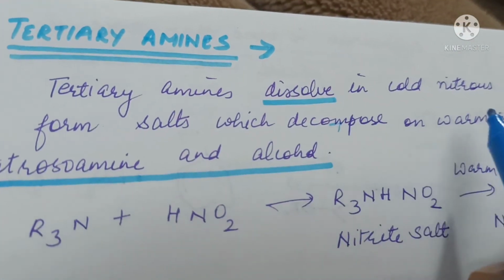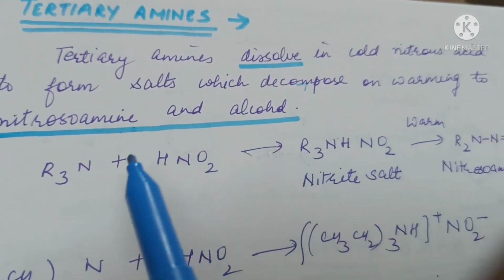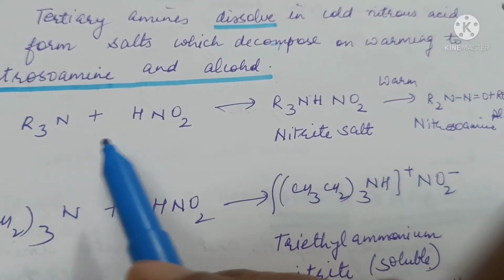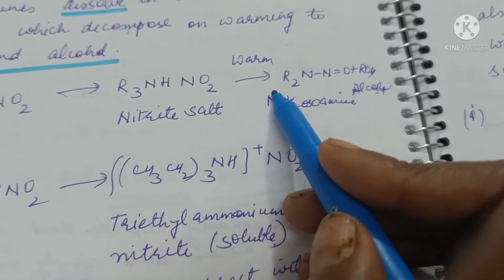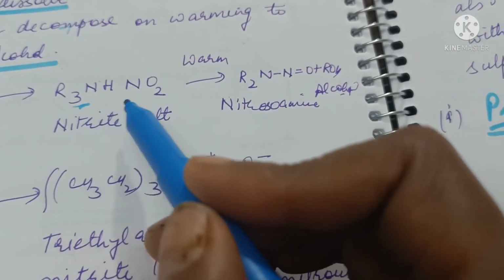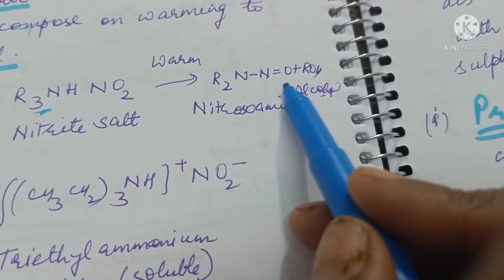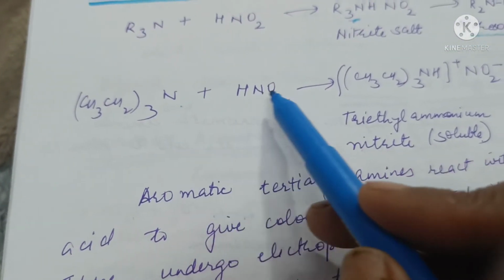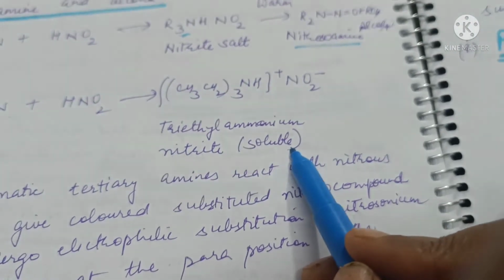Tertiary amines will dissolve in cold nitrous conditions to form salts which decompose on warming to nitrosamine and alcohol. So the salt formed will be the nitrite salt, alkyl ammonium nitrite. On warming, one of the R groups will move out as alcohol and 2 R will be left with nitrogen and NO. This is nitrosoamine. For example, triethylamine on reaction with nitrous acid will form triethyl ammonium nitrite.